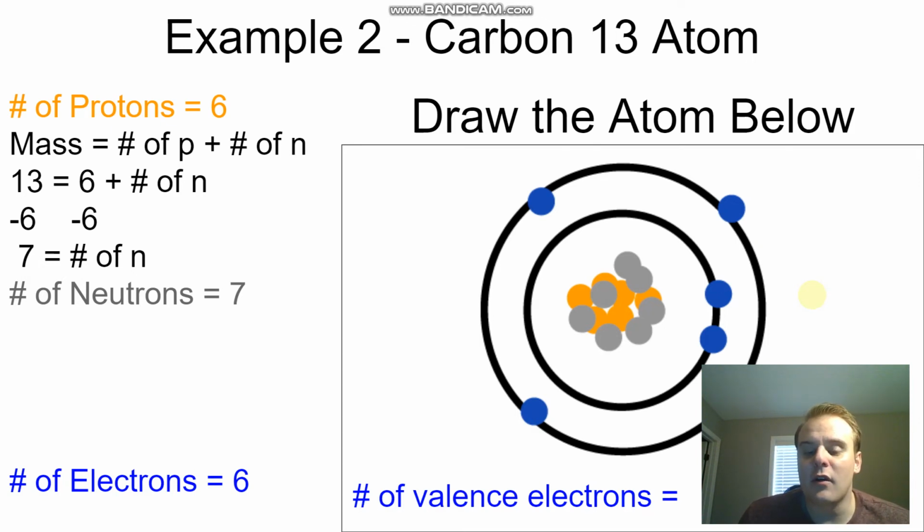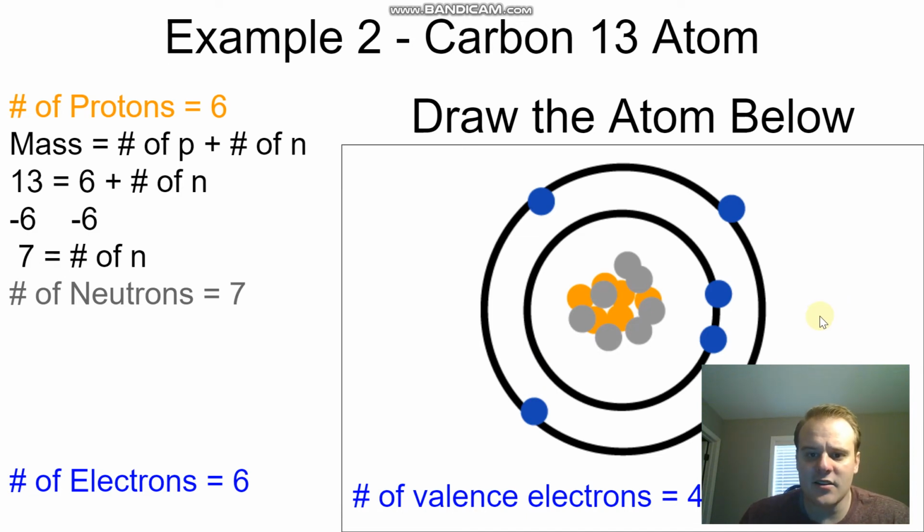And so then the final question is how many of those are valence electrons? Well, remember, valence electrons are only in the outermost orbital, so we can ignore these 2 electrons in the innermost orbital. We're just going to include the 4 electrons in the outermost. And again, that's 4, so 1, 2, 3, 4. So then we're going to write in that there's 4 valence electrons.